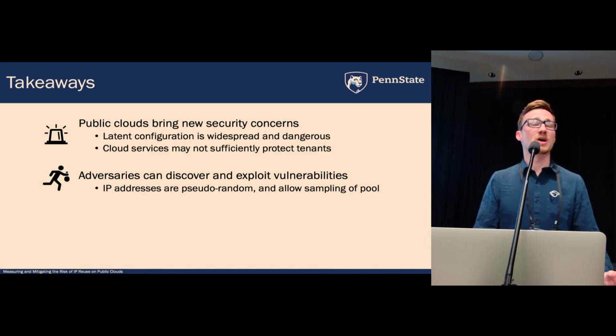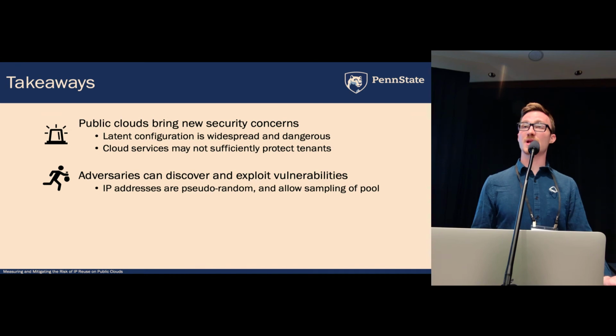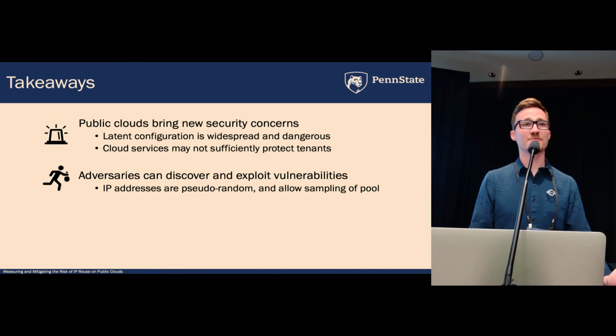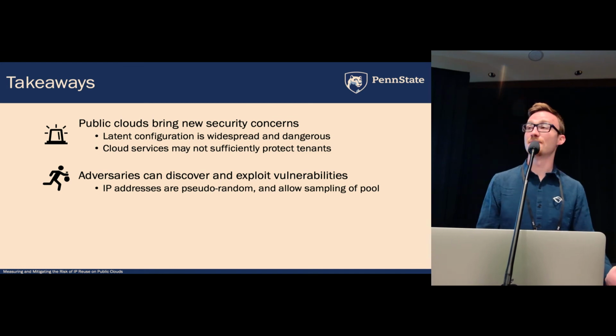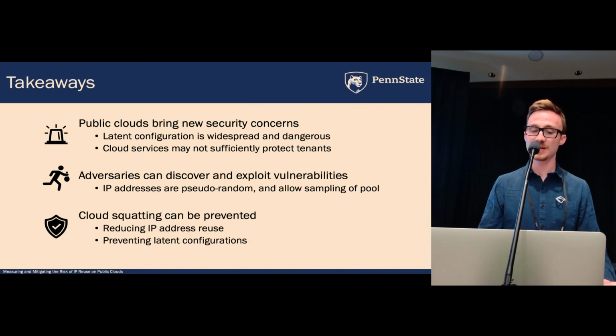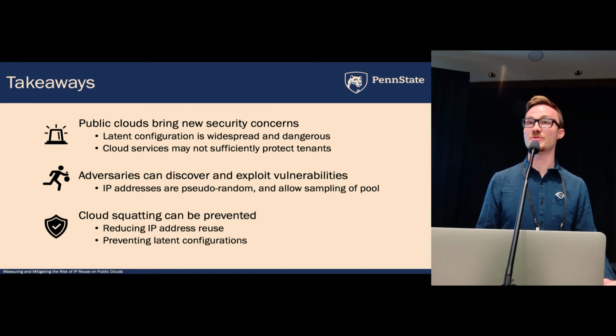For instance, our measurement study, which covered over 1.5 million unique IPs from a major cloud provider, was performed at a cost of only $2,000. Finally, this vulnerability generalizes to other providers. In our paper, we analyze how the other offerings could be vulnerable. However, there is hope. Cloud squatting can be prevented via judicious configuration management and reduction of IP address reuse.